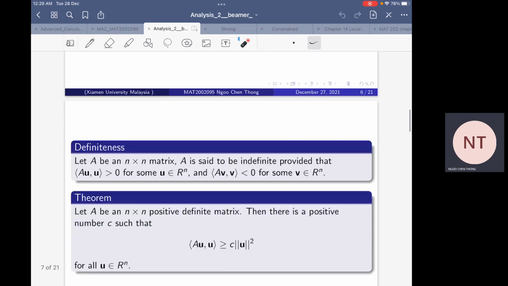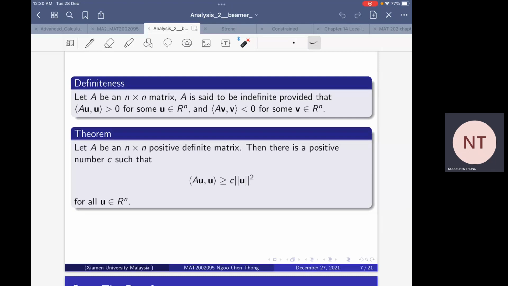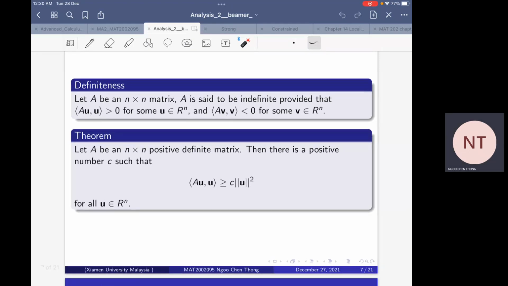Now for definiteness, let A be an n by n matrix. It is said to be indefinite provided that the inner product of AU and U is larger than 0 for some U, and the inner product of AV and V is less than 0 for some V. The next lemma: let A be an n by n positive definite matrix, then there is a positive number C such that this inner product is larger than or equal to C times the square of the norm of U. We need to be careful here: this holds for all U in R^n.